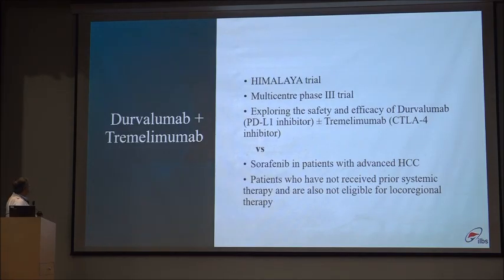Next slide. In this, it is a multicentric phase 3 trial. It is exploring the safety and efficacy of durvalumab, a PD-L1 inhibitor, plus tremelimumab, a CTLA-4 inhibitor, versus sorafenib in patients with advanced HCC, who have not received prior systemic therapy and are also not eligible for locoregional therapy. So this is the most popular trial which is now in use. Next.